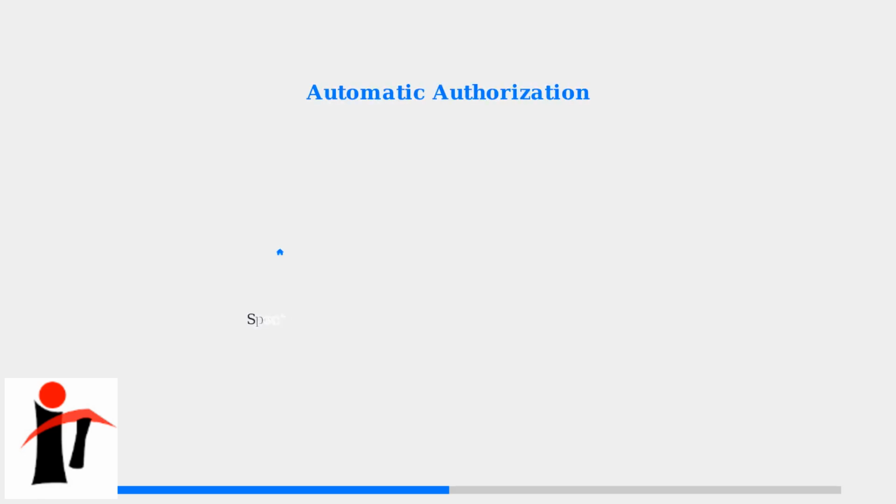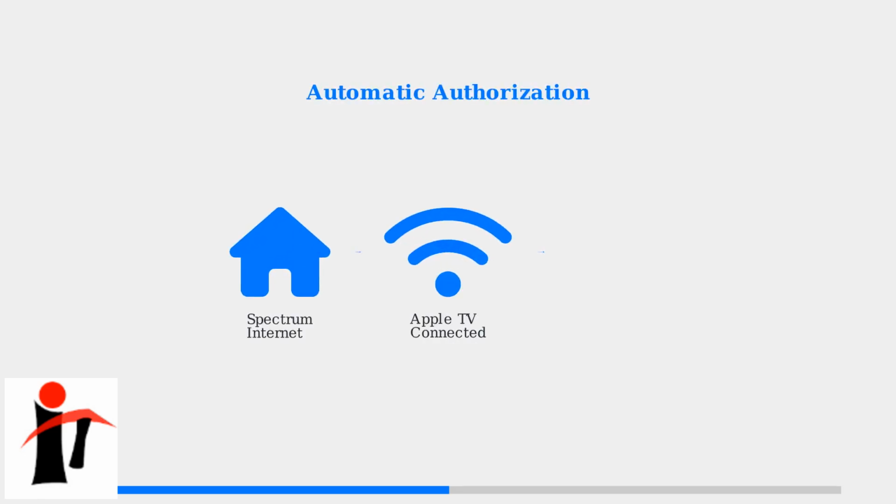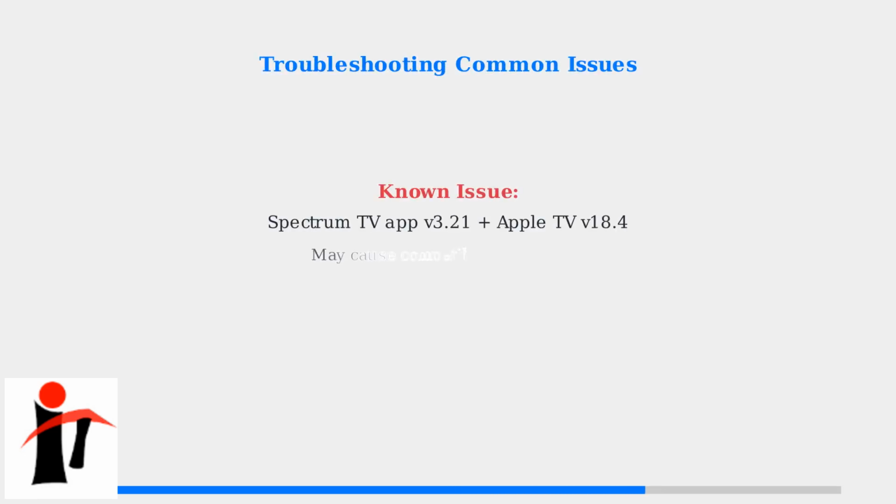Here's a convenient feature. If your Apple TV is connected to a Spectrum authorized modem at your home, the app might automatically authorize your login. This means you may not even need to enter your credentials manually. Now let's address some common troubleshooting issues.